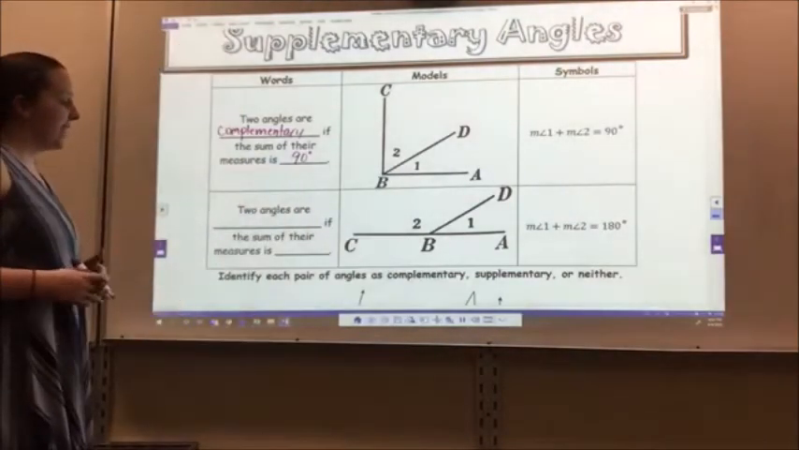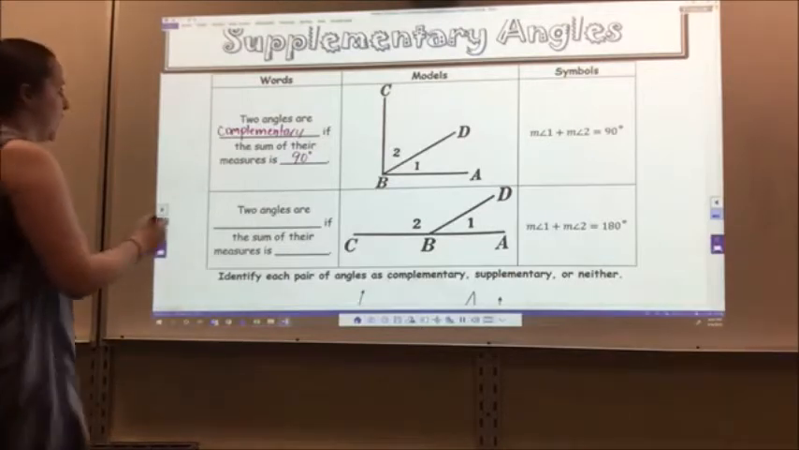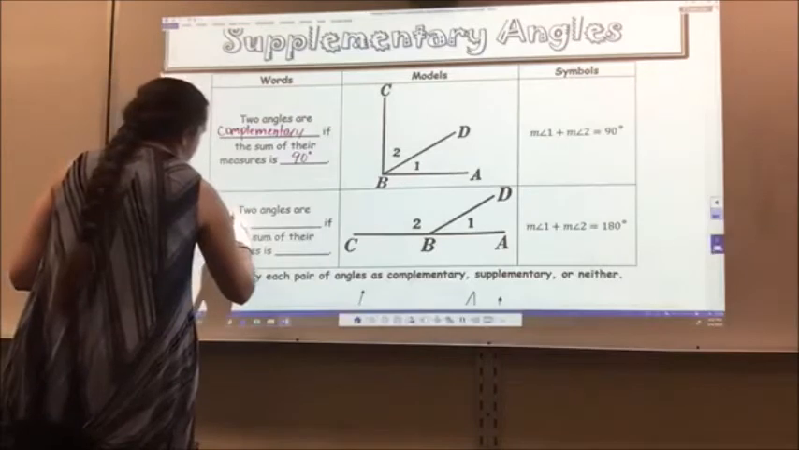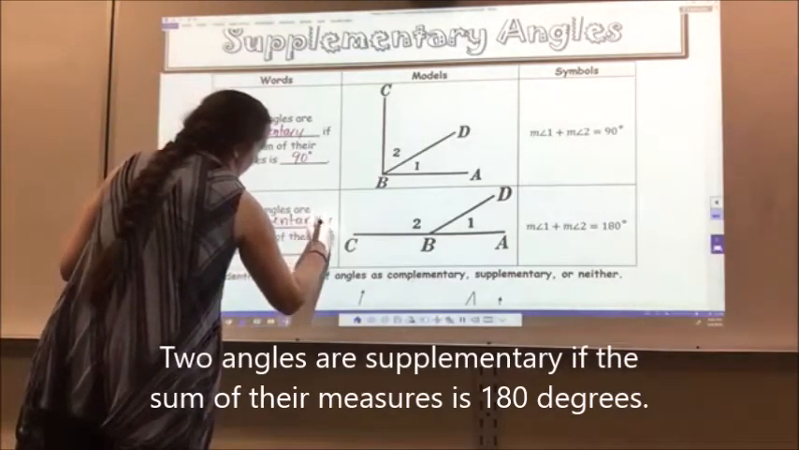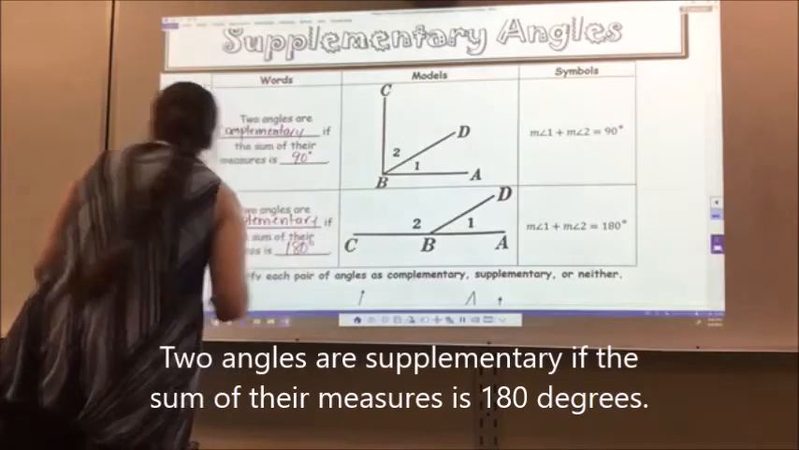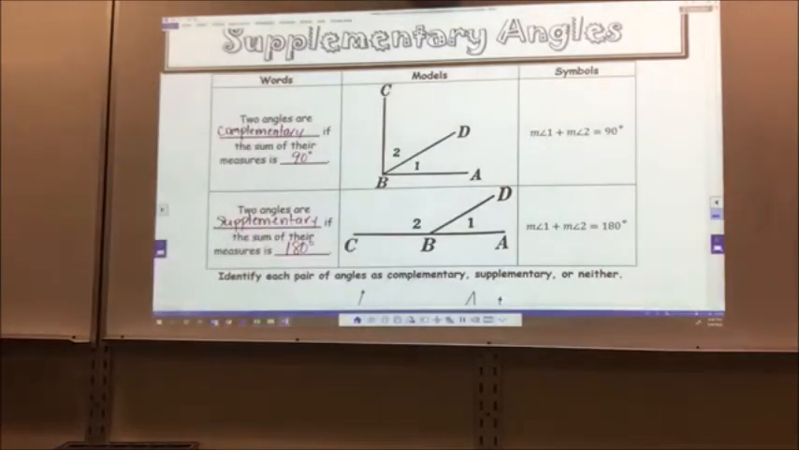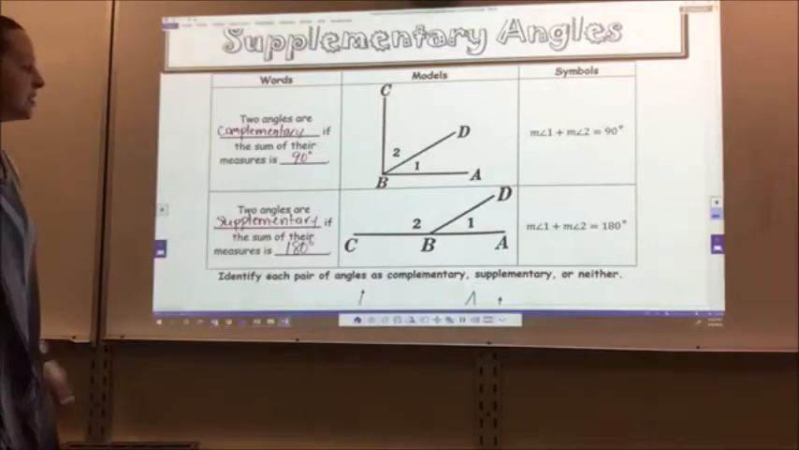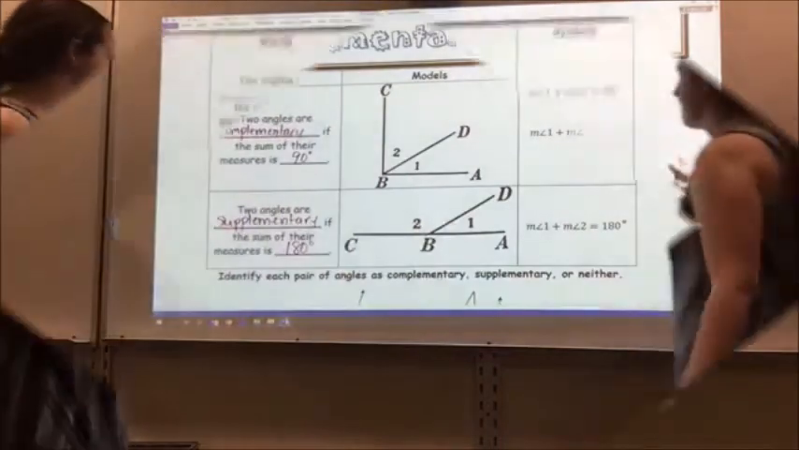Two angles are blank if the sum of their measures is blank. In those two blanks, you're going to write supplementary and 180 degrees. So two angles are supplementary if the sum of their measures is 180 degrees. You can see that they form a straight line that's 180 degrees.